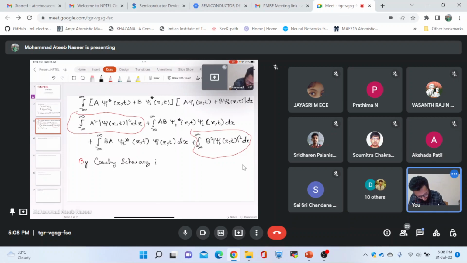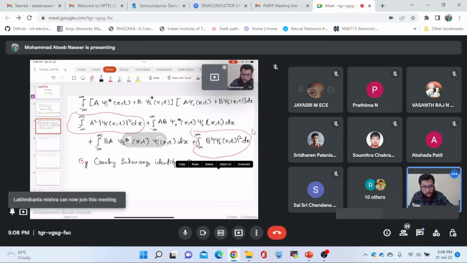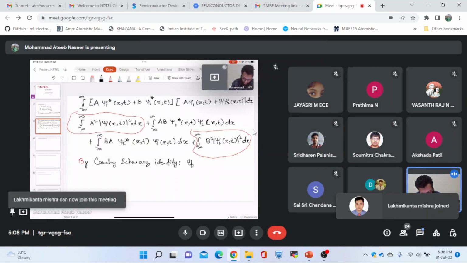identity. It says that if we have psi1 and psi2 which are square integrable, then their inner product must exist. So let me write it down like this.